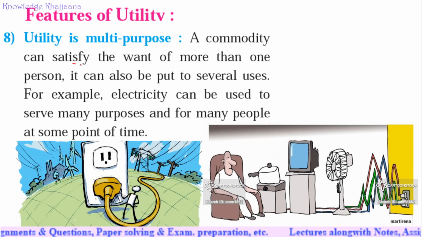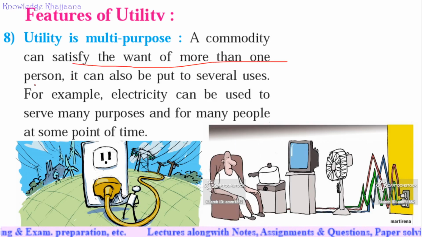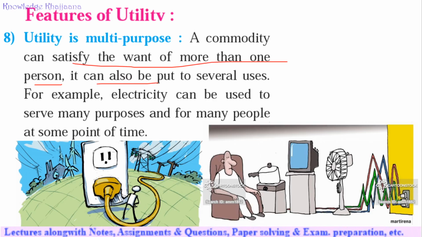A commodity can satisfy the want of more than one person, any commodity. It can also be put to several uses. For example, electricity can be used to serve many purposes and for many people at the same point of time. Same point of time means at the same time. See, electricity can be used for many things: for charging our mobile, charging our laptop, for tube lights, bulbs, for putting on the washing machine, TV, fridge, oven, everything, right?